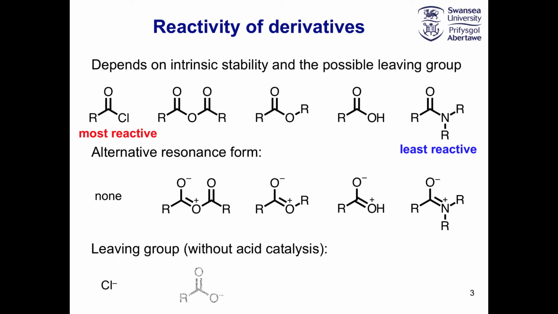Another factor to consider is the leaving group. In the absence of an acid catalyst, if we substitute at this carbon, here, here or here, then these are the leaving groups. Chloride is a very stable anion and so a very good leaving group, while a carboxylate is not so stable and hence not quite so good. These two are really not good leaving groups at all, so an acid catalyst is highly desirable, while this is a completely rubbish leaving group and acid catalysis is essential.